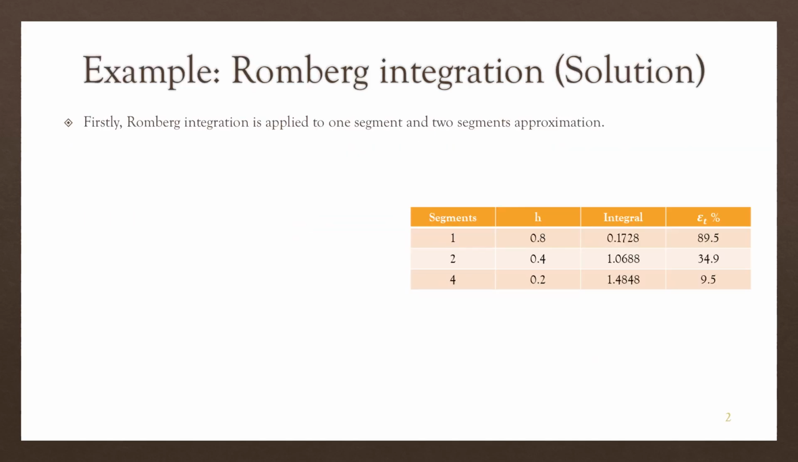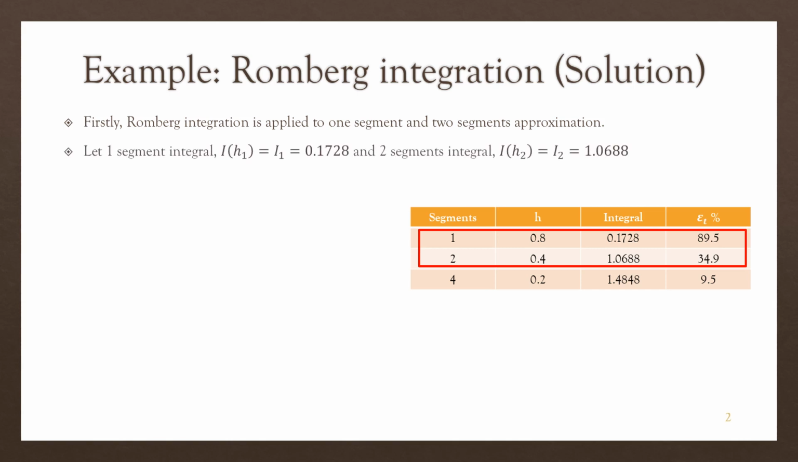So let us start. I just put that table over there so it is easy for us to refer to. Right. So let's say we start with the Romberg integration applied to the one segment and two segments approximation, the one in the red square. So we have the one segment integral 0.1728 and the two segments integral 1.0688.